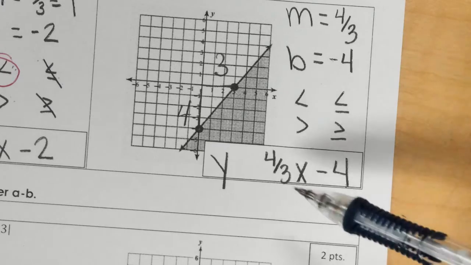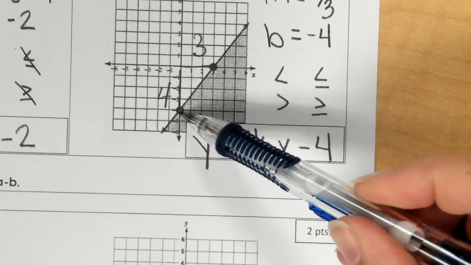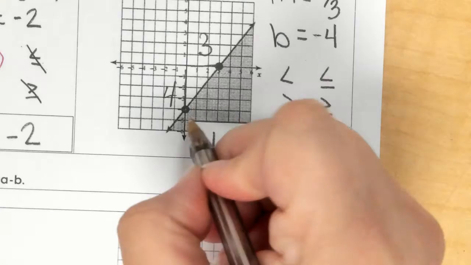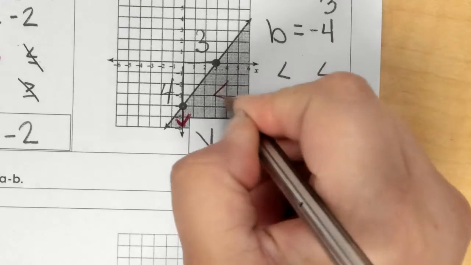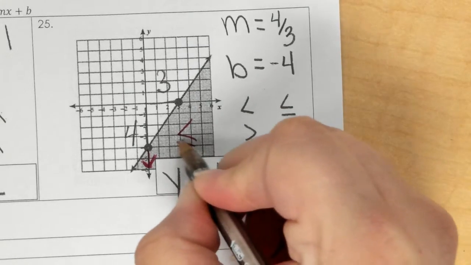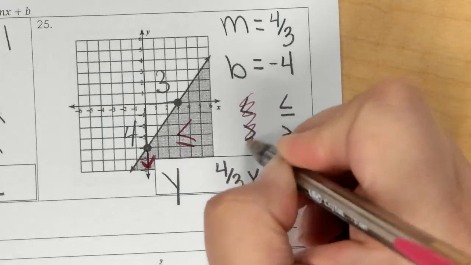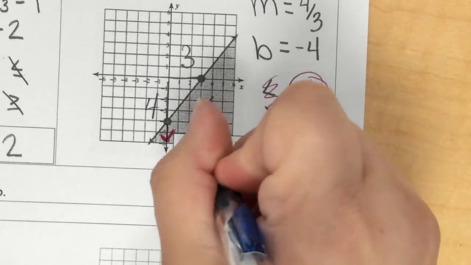So to figure out what symbol or inequality you'd be using, you go to where you start, and I see the shading is down. So that's going to be less than, but I have a solid line. Okay, so that means I'm going to have the equal to part. So I don't need these. And I would be looking at less than or equal to.